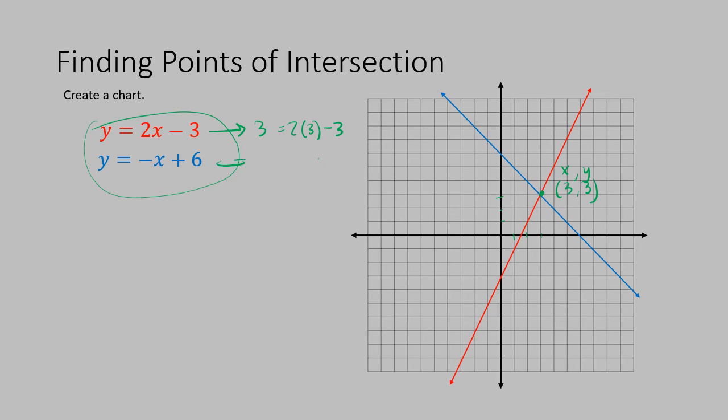And it works for this one too. 3 equals negative 3 plus 6. Yeah, negative 3 plus 6 is 3. It is actually the case that those values for x and y are the only values for x and y that make both of these equations true at the same time. And that is a very interesting point to make.